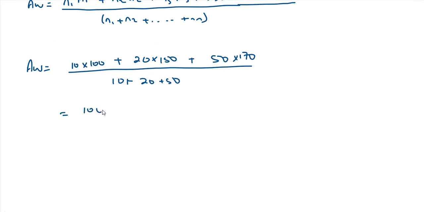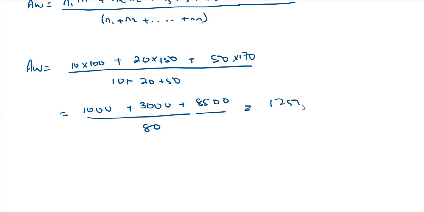This is equal to 1000 plus 3000 plus 8500, and this whole thing will be divided by 80. This will come out to be 4000 plus 8500, which will be 12500 divided by 80. So this will cancel out.